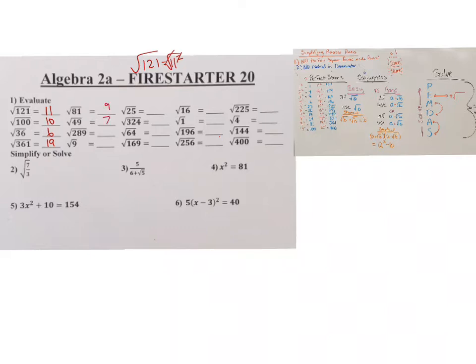And you can keep on going: 9, 7, 17, 3, 5, 18, wrong, 8, 13, 4, 1. 196 is 14 times 14, so 14 squared. 16 is 256. I don't know what I'm thinking today. 15, 12, and 20.